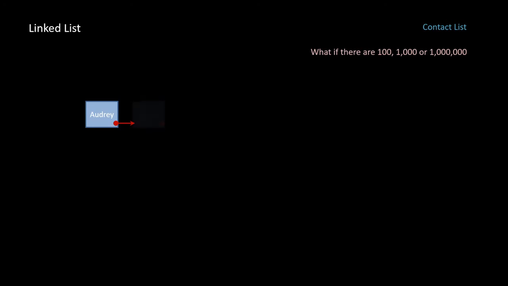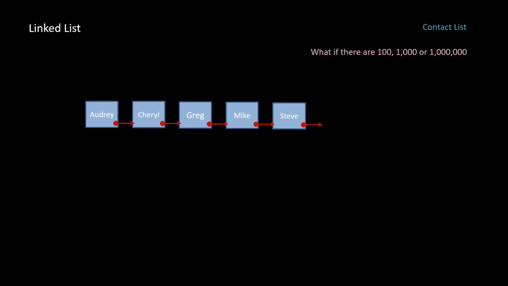Okay, so an issue that I may have, like I said, is that I could have 100 or 1,000 or even 1,000,000 contacts in my list. So what I would do is create a series of nodes. Okay, and what you're seeing in this node is some data and a pointer. And we're going to replicate this node with the pointer as we go, as we continue to add more and more nodes or data points to our list. Okay, and then finally we get to the end and we're going to terminate it with a null.